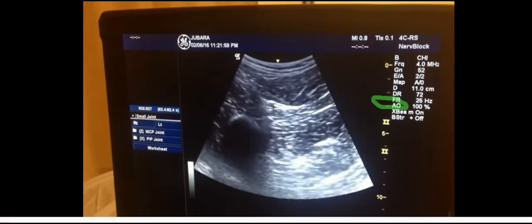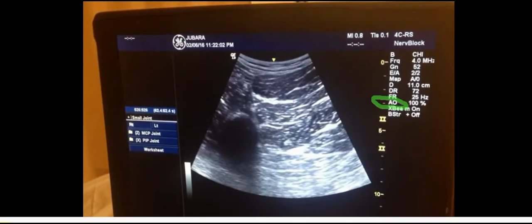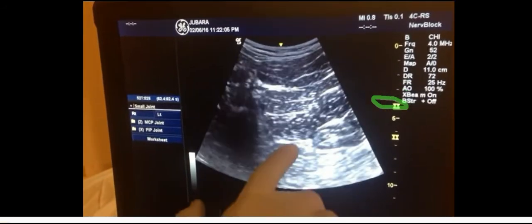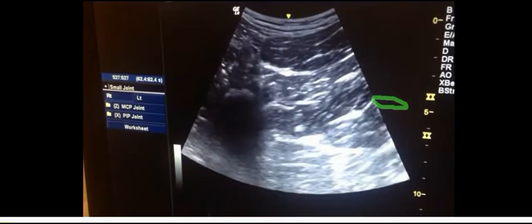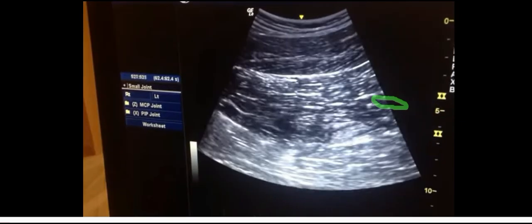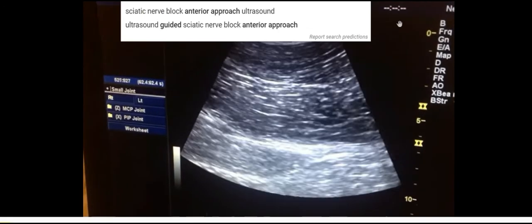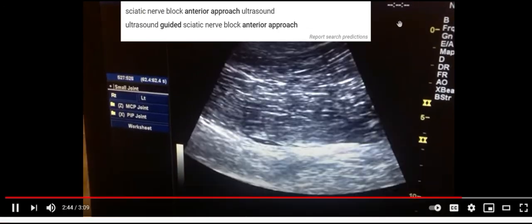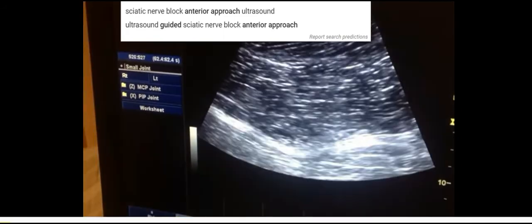Now I will go to longitudinal. Now see the nerve. This is the nerve now. Longitudinal. See the local anesthetic around the nerve? This is the local anesthetic. This is the nerve in longitudinal view.